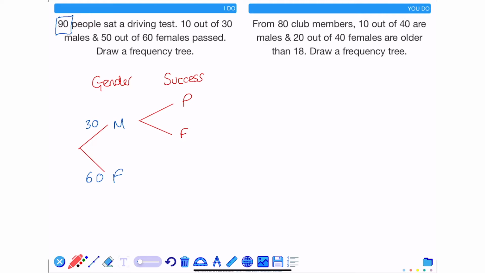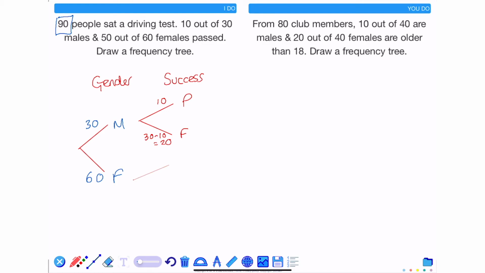10 of my 30 males passed, which means that in order to work out how many males failed, I need to do 30, which is the total number of males that sat the test, take away 10, which is equal to 20. You'll notice that the number of males that passed and failed, 10 plus 20, equals the total number of males that sat the test.